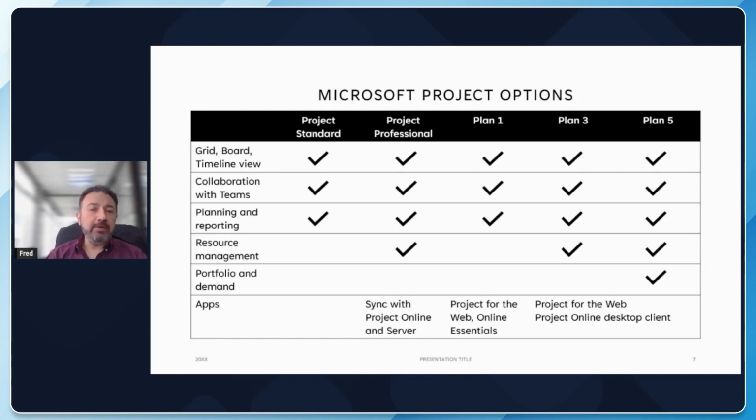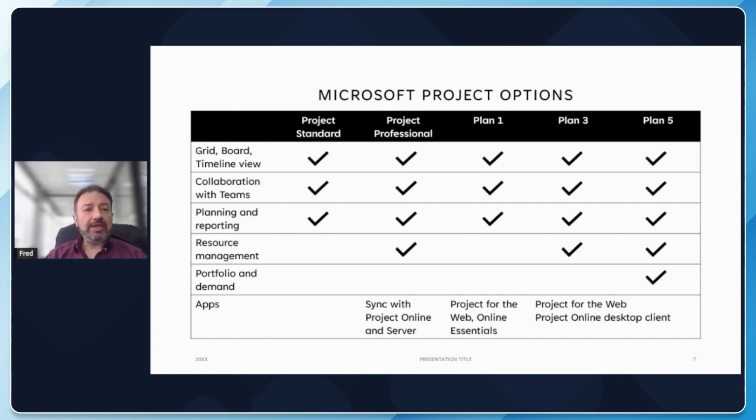As for the most common option, there are the cloud-based solutions. Microsoft now calls them Plan 1, Plan 3, and Plan 5, and depending on your specific needs, there are different options you can choose from. All of them provide the basic functionality of Microsoft Project. If you're really looking into resource management, then you need to look at the professional versions, Plan 3 or 5. If you're looking at portfolio and demand management, definitely you have to go to the highest tier. And there are different apps that play nicer or are better integrated with each other. So there are Project for the Web, Project Online Essentials, and you also have the desktop client.